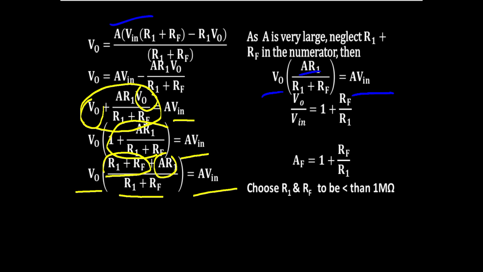We are going to find the gain of the closed loop op amp, which is V0 by VIN. So move VIN to this side, and then we get V0 by VIN equals, moving this term to the other side, 1 plus RF by R1. Finally, V0 by VIN is AF, so AF equals 1 plus RF by R1. This is the required gain, the gain of the voltage series feedback amplifier. I hope you understood this topic. Thank you for watching this video.